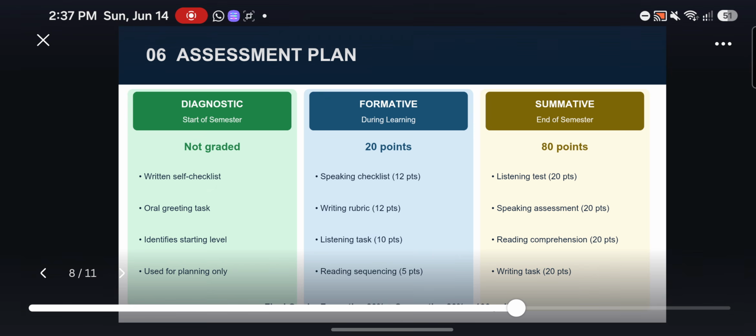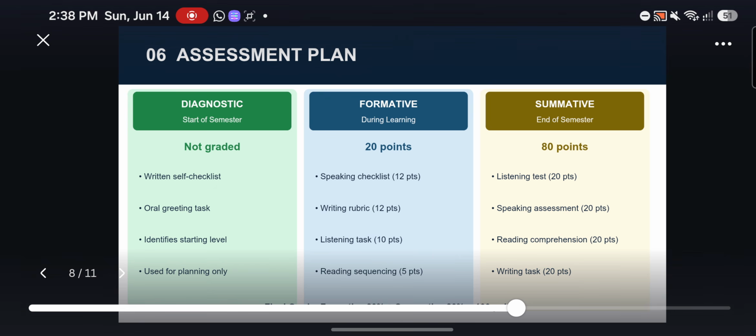Assessment plan. Now let me explain how students are assessed. I use three types of assessment. The first is diagnostic assessment. At the start of the semester, students do a simple self-checklist and short oral greeting task. This is not graded. The purpose is just to find out what students already know, so the teacher can plan better.